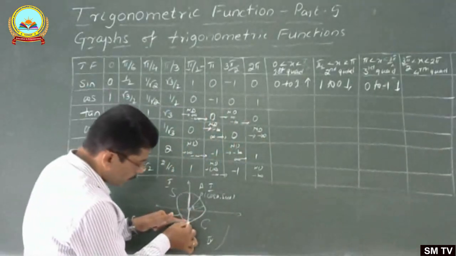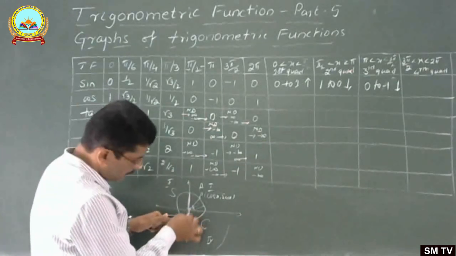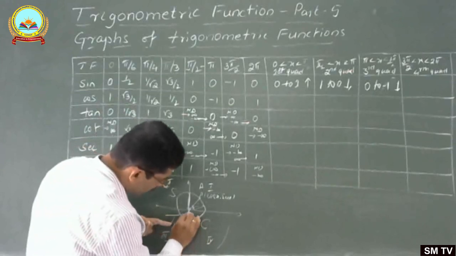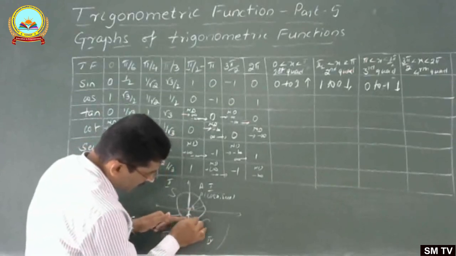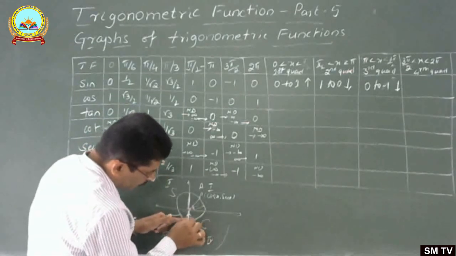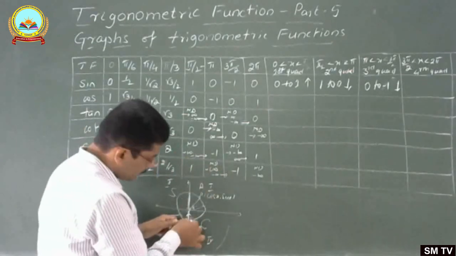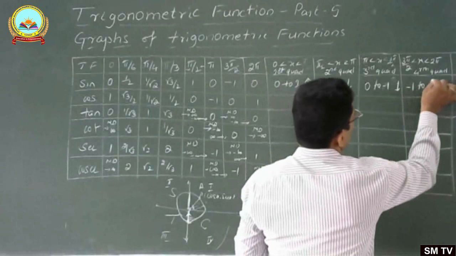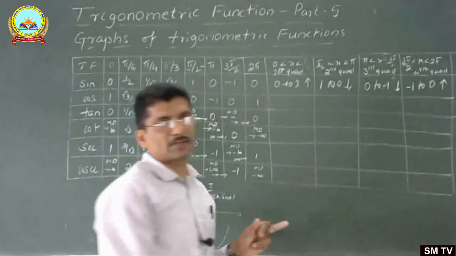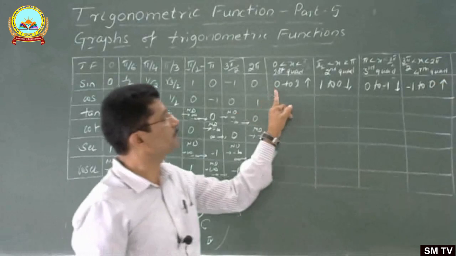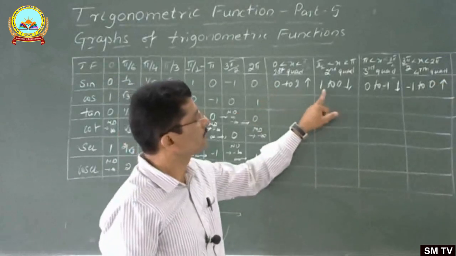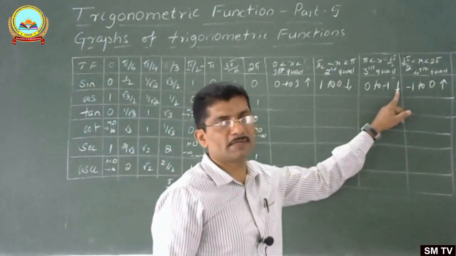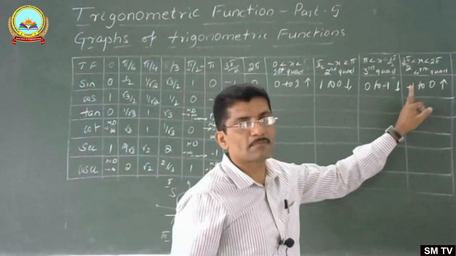Next, it starts from 0 to minus 1, and from minus 1 the graph goes in the opposite direction, increasing. The y coordinate increases, meaning positive values in the upward direction. It is starting from minus 1 to 0, an increasing function. In the first quadrant, the sine function is increasing from 0 to 1. Second quadrant, decreasing from 1 to 0. Third quadrant, decreasing from 0 to minus 1. And in the fourth quadrant, increasing from minus 1 to 0.